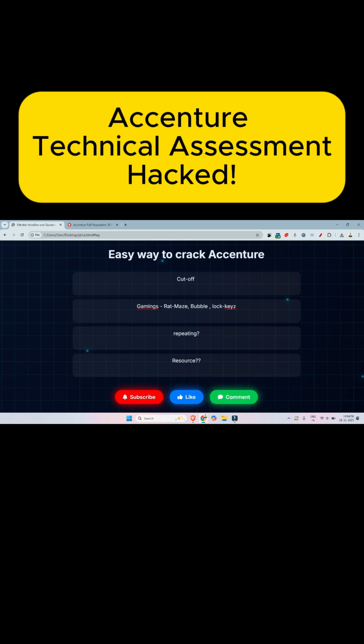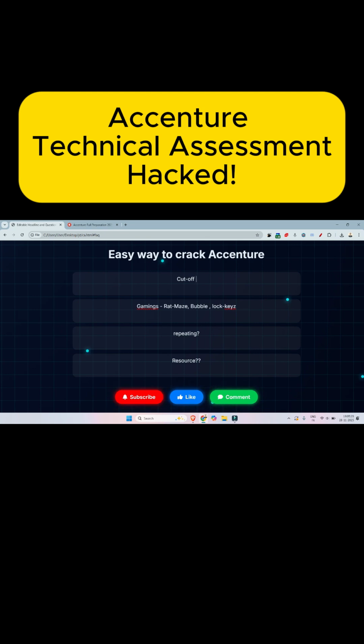If you are preparing for Accenture, then you must know the easiest way to crack the Accenture exam. What is that? If you know the cutoff, it will be much easier. As we got feedback from students, they said they solved only one coding question, or only one SQL question, or only one front-end or back-end coding question. Along with that, they performed well in the gaming round and did well in the technical MCQs. So that's why they moved to the next round.